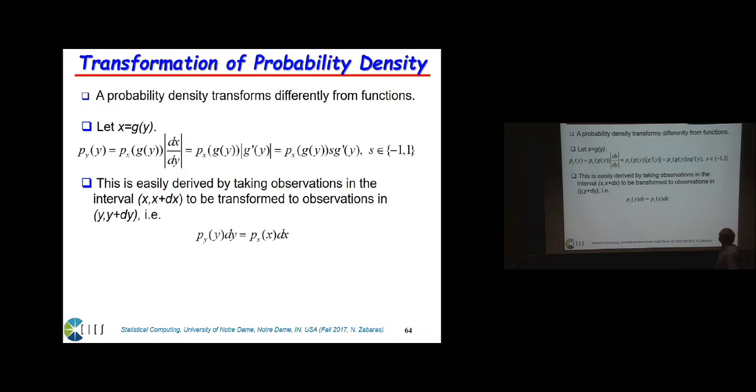Very important topic. Suppose that we are given, let's say, the probability density of a random variable x. So I give you p of x, and I do some transformation, or actually, here it's the other way around. I give you a distribution of y, p of y, and I do a transformation with some function g, x equals g of y. How do you come up with the density of x given the density of y?